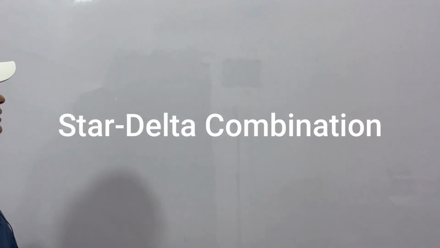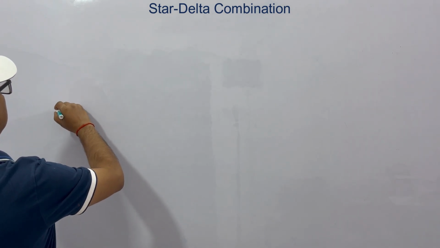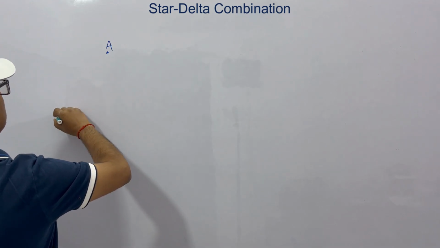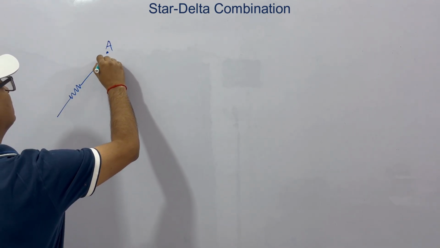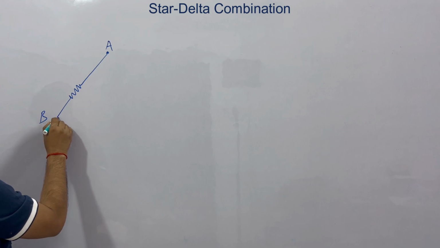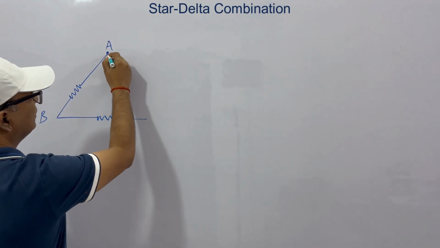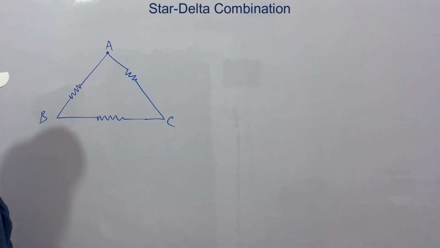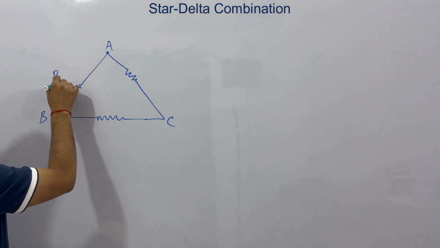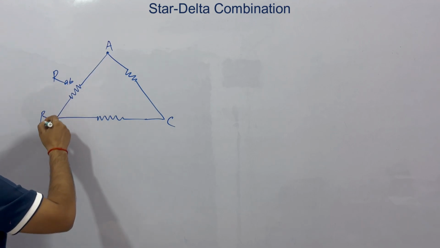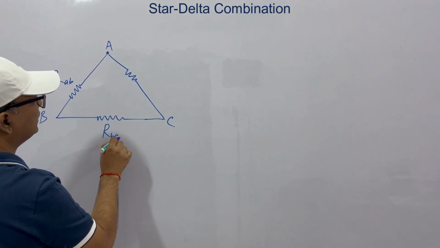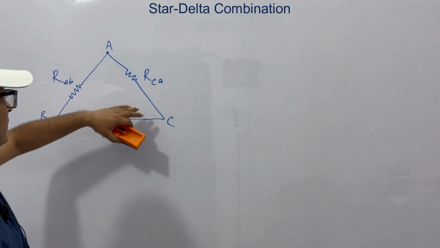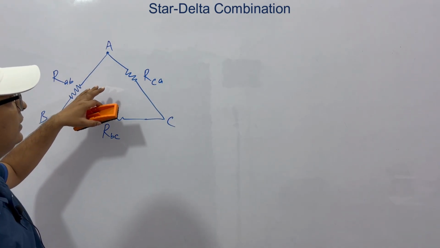So our topic is star delta combination. Let's say this point is A. We have a resistor here. This point is B. This point is C. And the resistors: this resistor is RAB, that is between A and B. This is RBC. And this is RCA or AC. This type of combination is called delta.